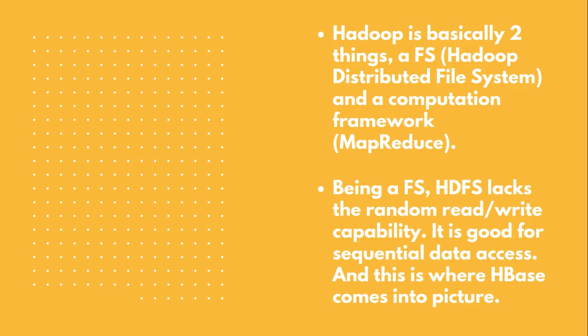There's one issue with Apache Hadoop: HDFS lacks random read-write access capability. HDFS is good for sequential data access, but if you want random read-write access, that's where HDFS lacks. And this is where HBase comes into the picture. HBase came into the picture because of that drawback which is available with HDFS.